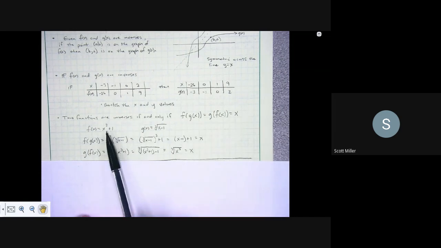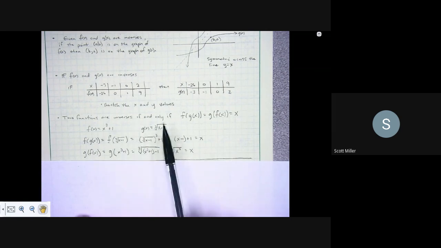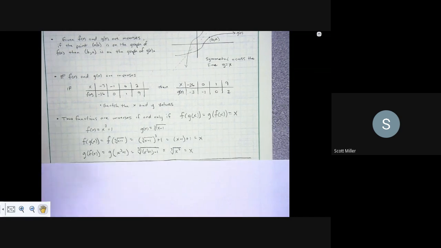Here is an example. If f of x is x to the third plus 1, and g of x is the cube root of x minus 1, are they inverse functions? You show the composition for both cases, and notice how they're both equal to x. That's how you can do verification with composition. That's a very quick inverse review. Let's look at how we're going to use this.